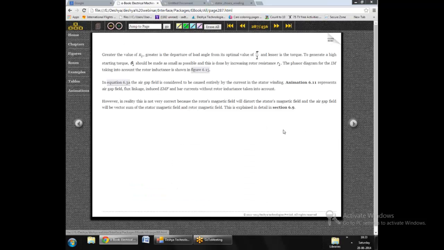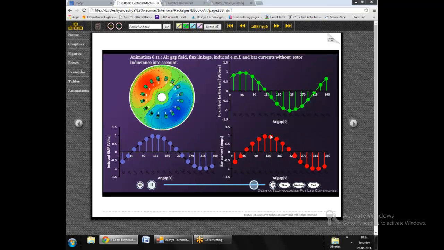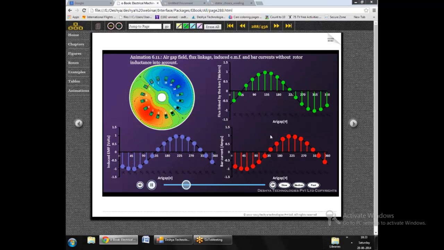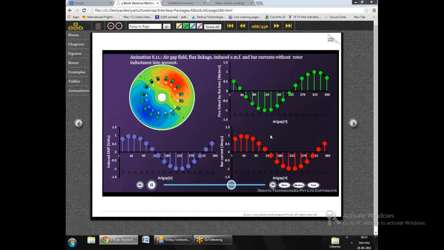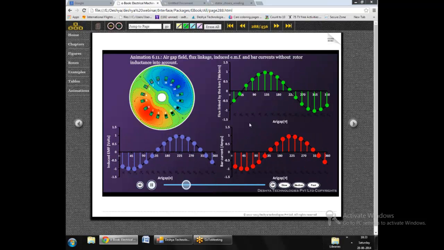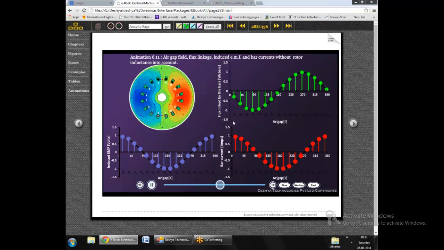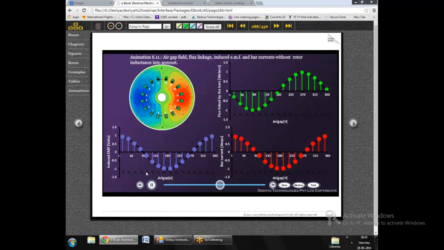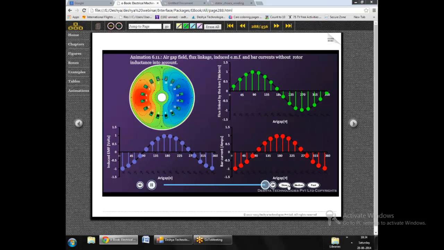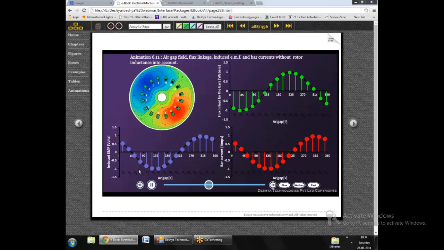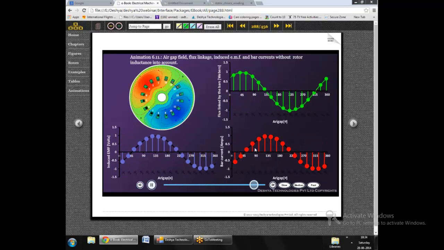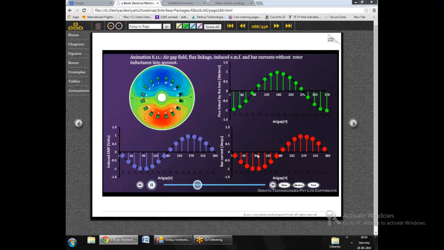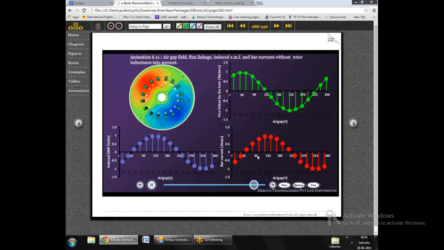And then one can understand the impact of the rotor inductance on the behavior of the machine. So here in this animation one can see that the flux linkage and the induced EMF are displaced by 90 degrees, whereas the induced EMF and the current in the rotor bars are not in phase.